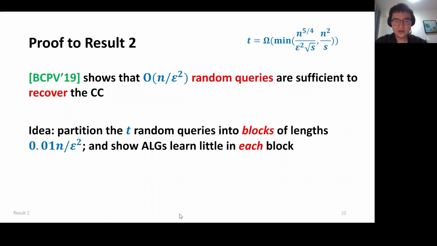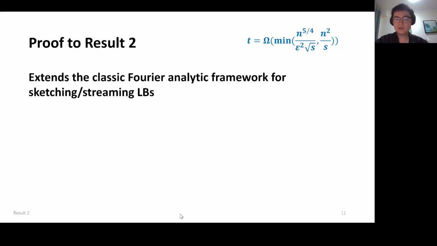And then we show that algorithms learn little in each block. And we use a hybrid argument to show that if the algorithm learns little in each block, the algorithm also cannot distinguish the yes and no cases in the whole T random queries. In fact, this framework extends the classic Fourier analytic framework for proving sketching and streaming lower bounds for cut-related problems and matching-related problems. And it has been successful in many previous works.